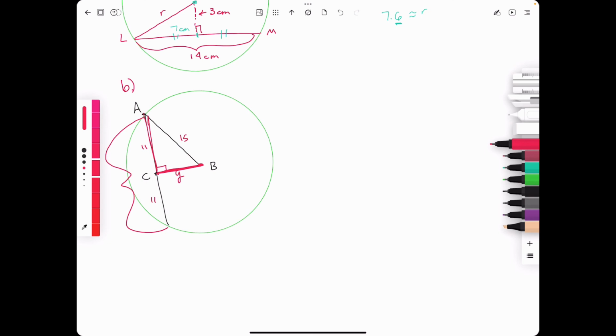You are never going to forget the Pythagorean theorem, are you? No, I like this theorem. It's fun.